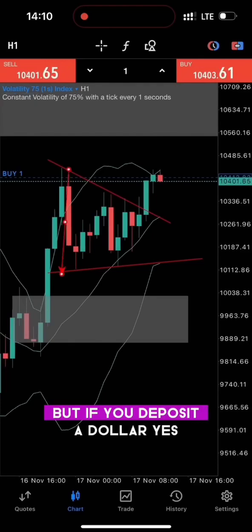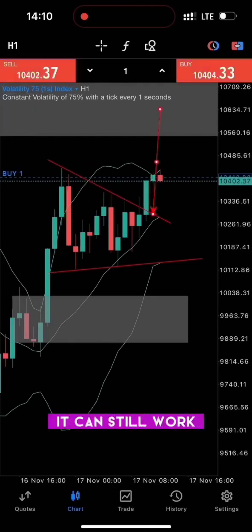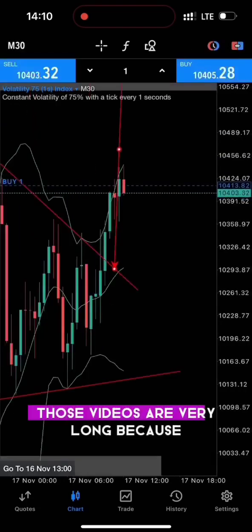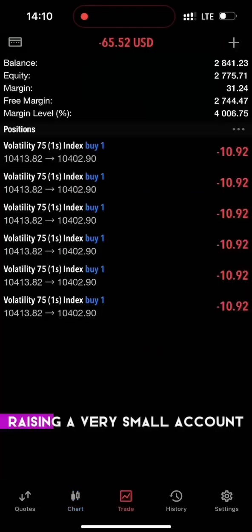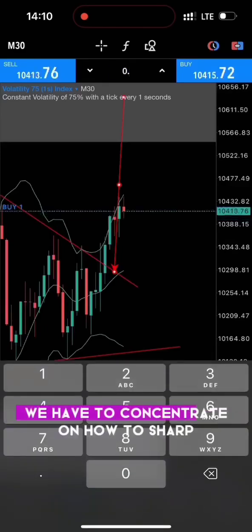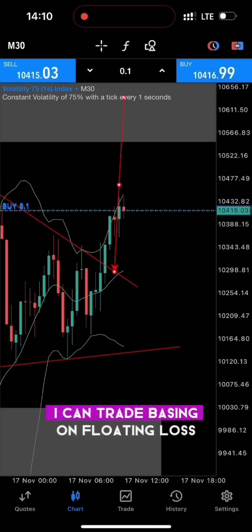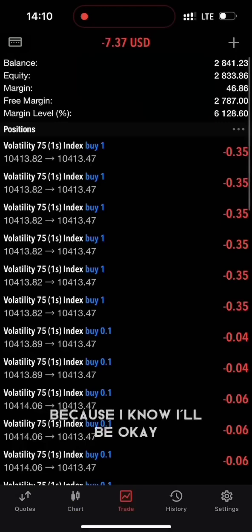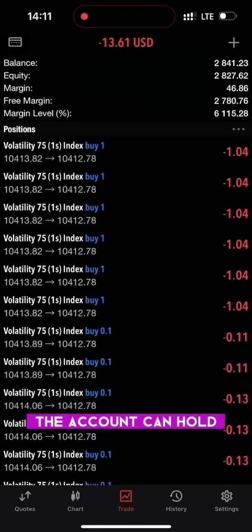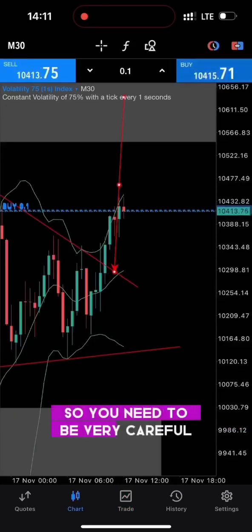But if you deposit $1, yes, it still can work. I'm going to be doing a video for you on that. Those videos are very long because raising a very small account needs very hard work. We have to concentrate on a sharp entry. Unlike this account, I can trade based on floating loss because I know the account can withstand it, but cents will not withstand, so you need to be very careful.